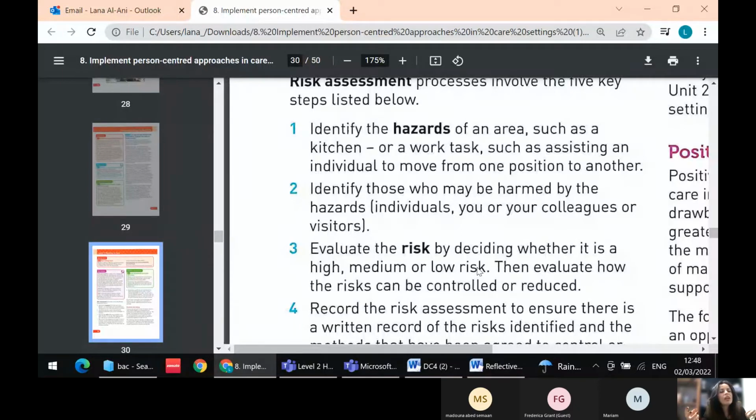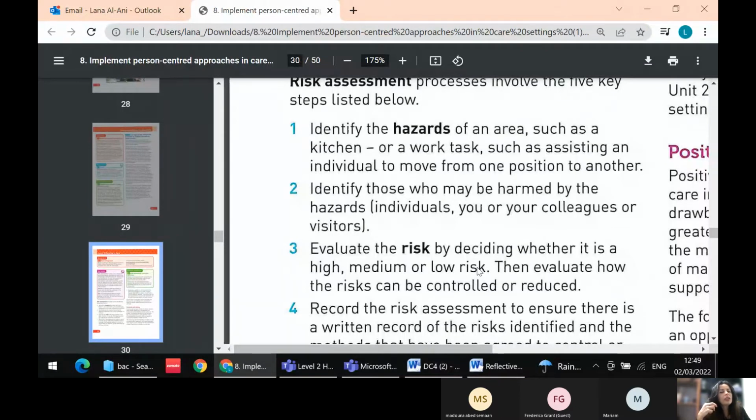I need to identify the hazard areas. For example, if my client wants to make a tea by himself, he or she doesn't want anyone to help. So for me, I need to identify any risk involved, any hazard involved. Is the kitchen clear? Are there any boxes in the way that my client could trip over? Is there any sharp equipment that might hurt my client?